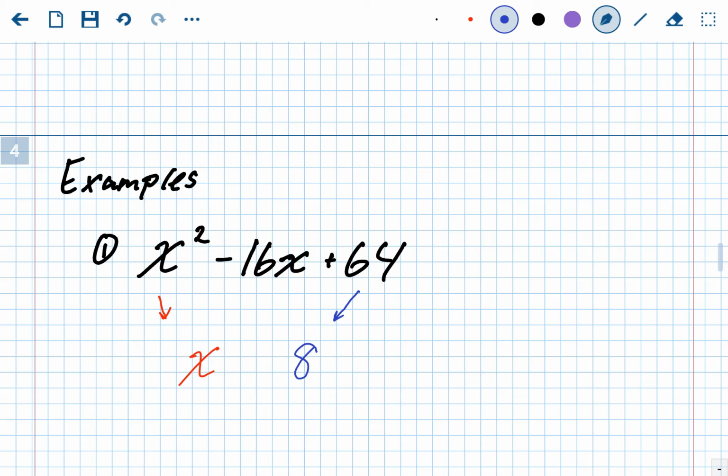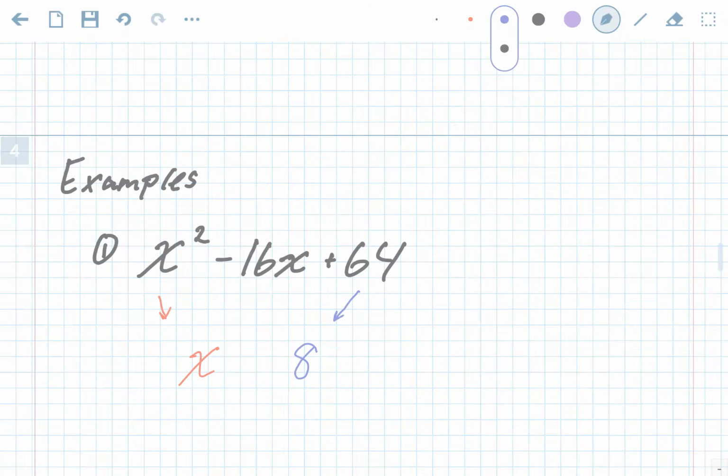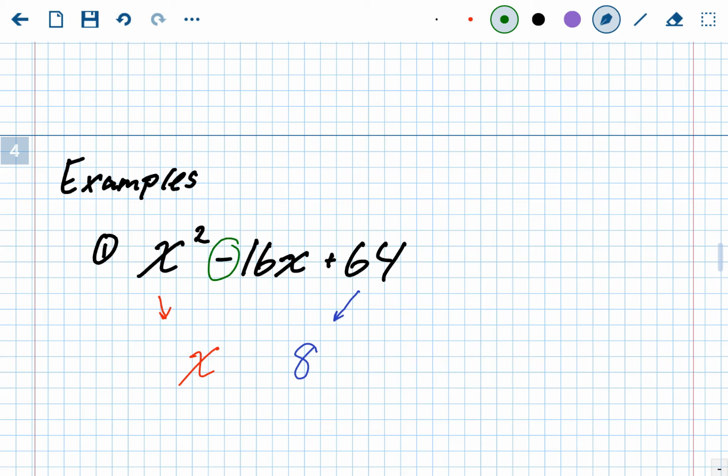Now we have the two square roots: A is x, B is 8. Multiply them together, the product: x times 8 is 8x. Double it: double 8x is 16x, which is in the middle. So this is a perfect square trinomial. We take whatever sign is in the middle, which is minus, and then we square the whole thing. And that is factored.